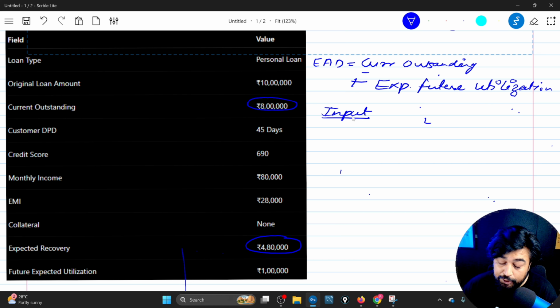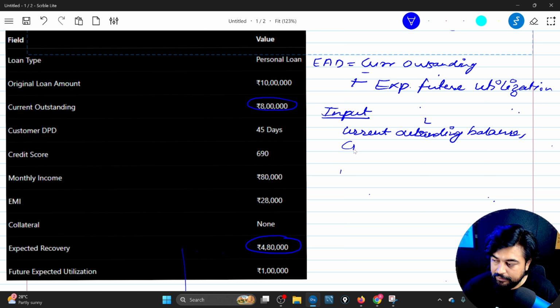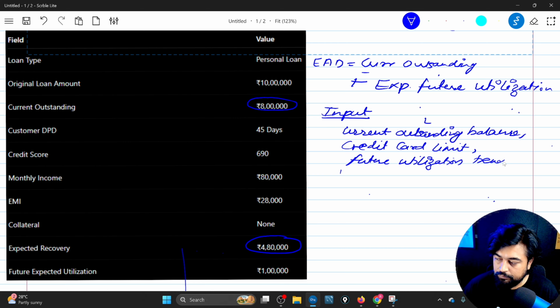To estimate EAD, the bank uses utilization-related information. So they check the current outstanding balance, how much the customer still needs to pay. They'll check the credit card limit of the customer. Okay. Then they check the future utilization trend. Then they check the loan schedule and then they check prepayment behavior. This is very important. Prepayment behavior.